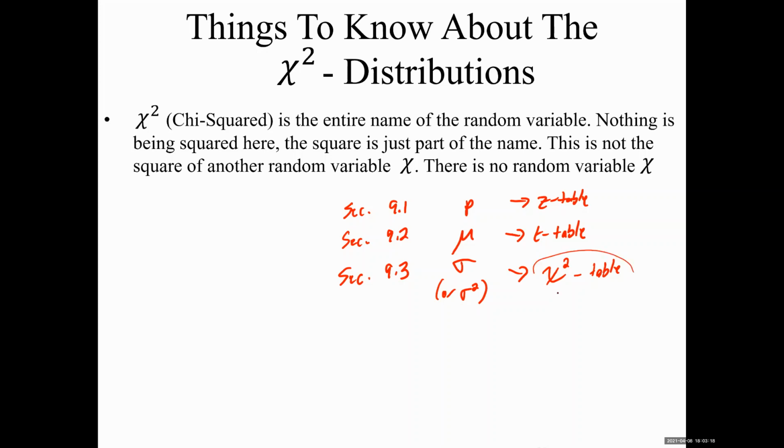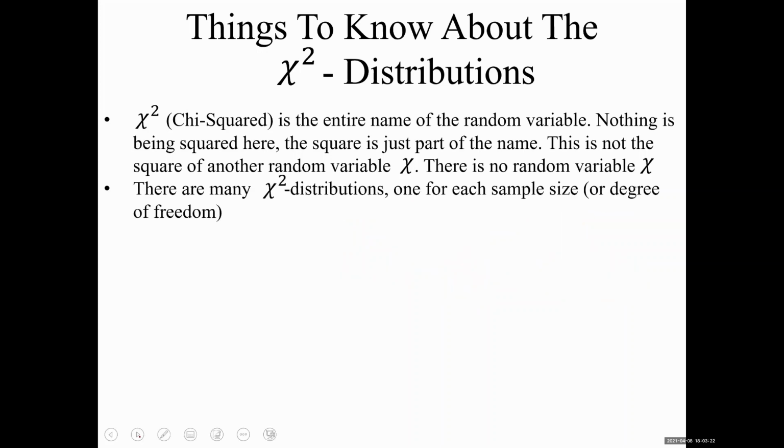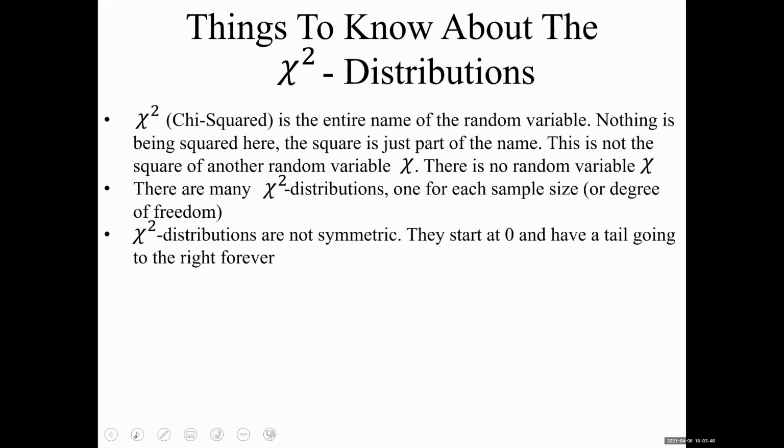When do you use the chi-square table? When you're building confidence intervals for sigma. Okay, and some of it is similar to the t-table. Some of it is a little bit different. Every table is a little bit different. But there's many different chi-square distributions, one for each sample size or one for each degree of freedom. Every row of the chi-square table is a different chi-square distribution. So you've got to figure out what row to use by figuring out the degrees of freedom. So degrees of freedom will tell you what row to use.